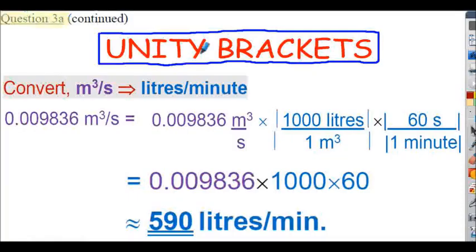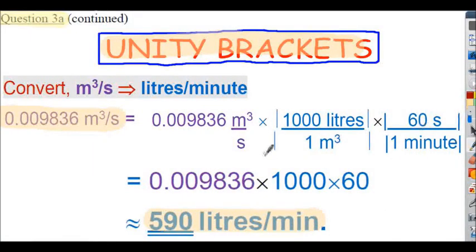Question 3a, solution continued. Just showing you how to use the unity brackets to help with the conversion of a flow rate in meters cubed per second into litres per minute. Remember with unity brackets, the units cancel, so the meters cubed cancel here, and the seconds cancel here, to leave us with the unit of litres per minute. That's just for background reference.